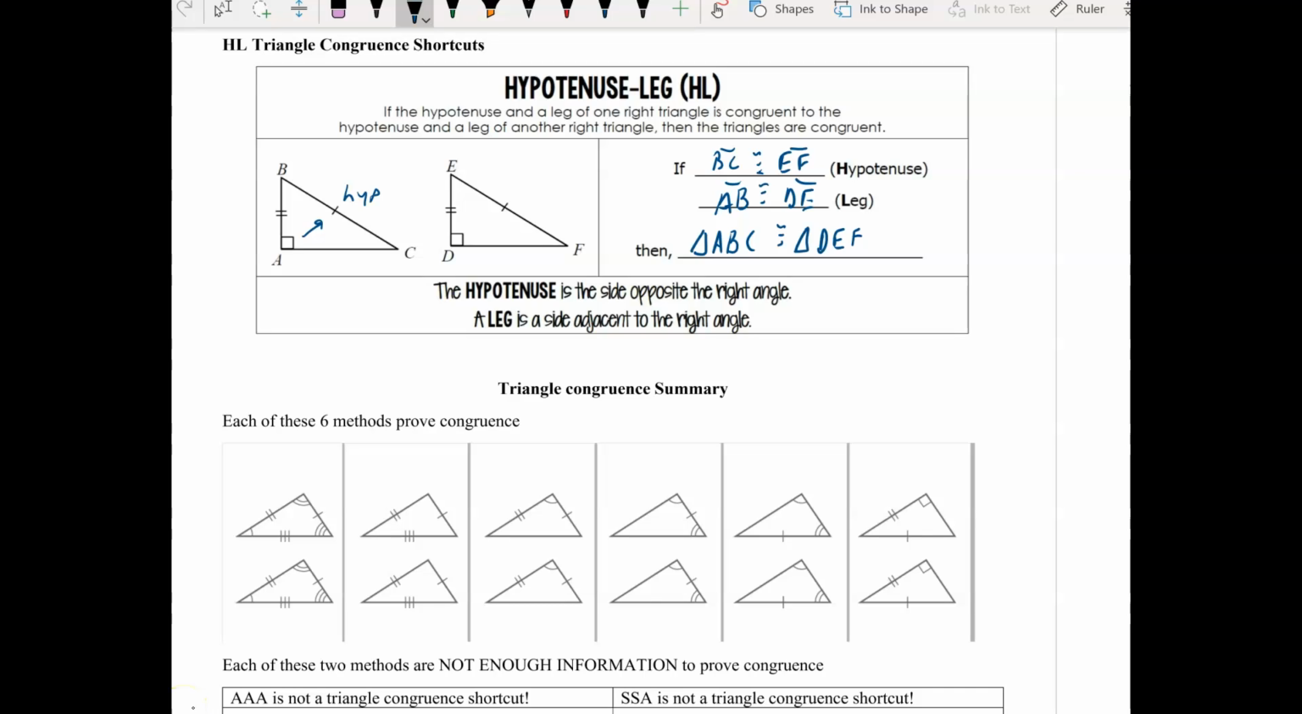Okay, so with the addition of hypotenuse leg, we now have a total of 6 different ways to prove triangles are congruent. The first way is just the definition of congruence. It's not even a shortcut. As you can see in the picture, every single part of the two triangles is marked as congruent. So there's no shortcut there. That's just the definition of congruence.